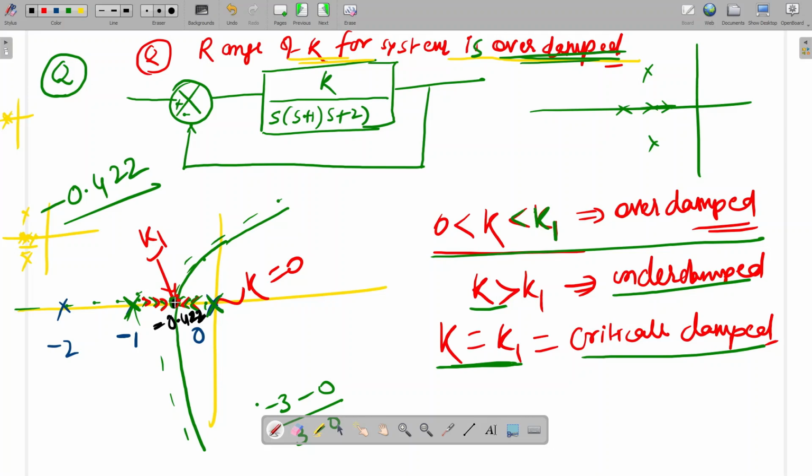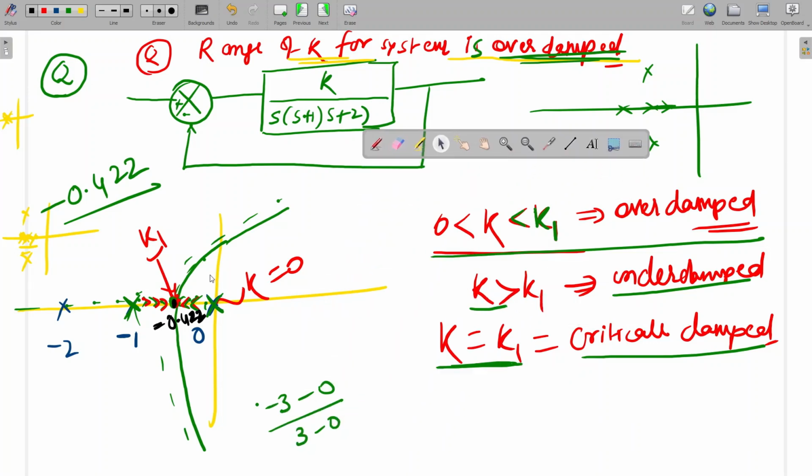Okay. So how can we calculate K1? Can anyone tell? I have already told the formula. We know this pole point, and we know this point, minus 0.422. So how can we calculate the K value here? What will be the K1 value at this point? This point, the breakaway point, is s equal to minus 0.422. So what will be the K value here?